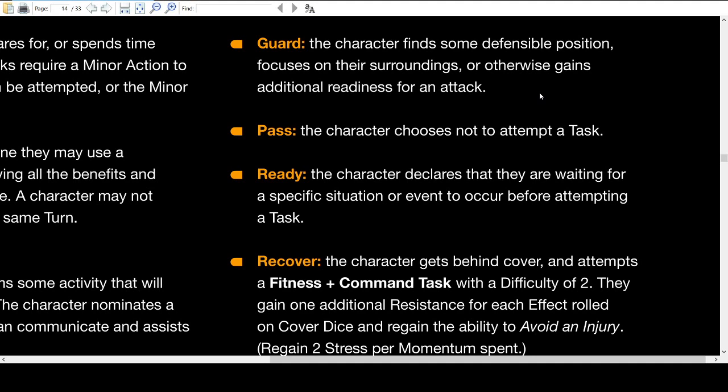All right, pass. The character chooses not to attempt a task. This is strangely an option that I actually do appreciate, because for example in Dungeons and Dragons 5th edition, there's actually no option for you to pass on your turn. So by raw, if you were playing it strictly by raw, a character cannot choose to not perform the actions that they are given. In this case, it's either a move action or a major action. So passing a turn definitely has some potential tactical advantages. Seeing this here is definitely interesting.